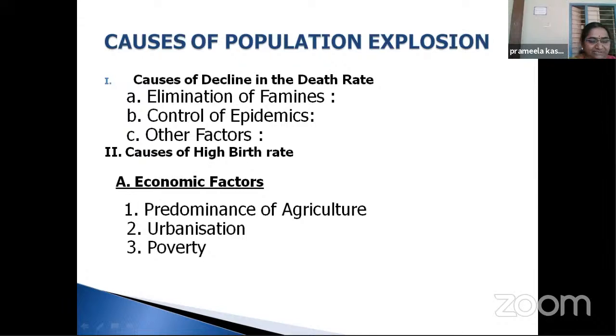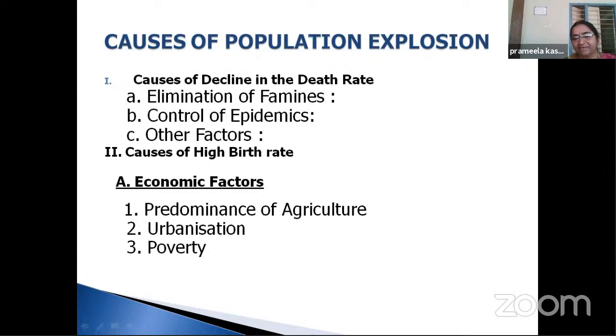So first we go to the causes of decline in the death rate, which increases population growth. First one, elimination of famines. We can find recurrence of famines in the Indian economy in the British period. But after independence, the government has taken a number of steps to control famines. So automatically it became possible to control the death rates. Because of that, it leads to an increase in the growth of population. So elimination of famines, which leads to a decline in death rates, is one of the causes of population explosion in the economy.